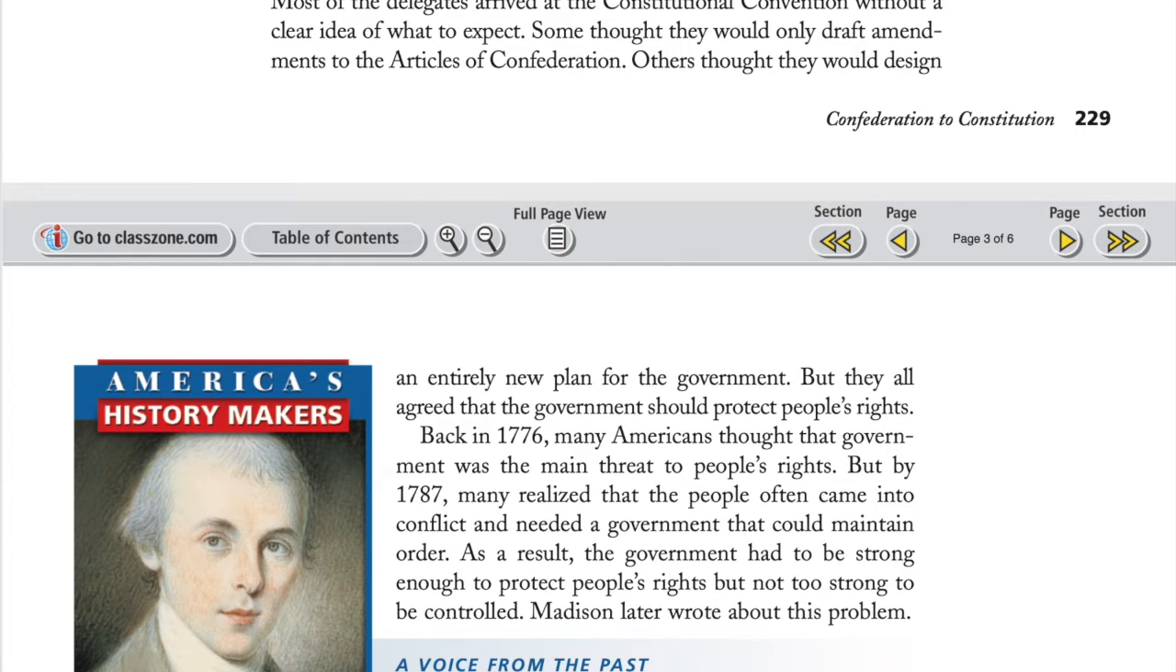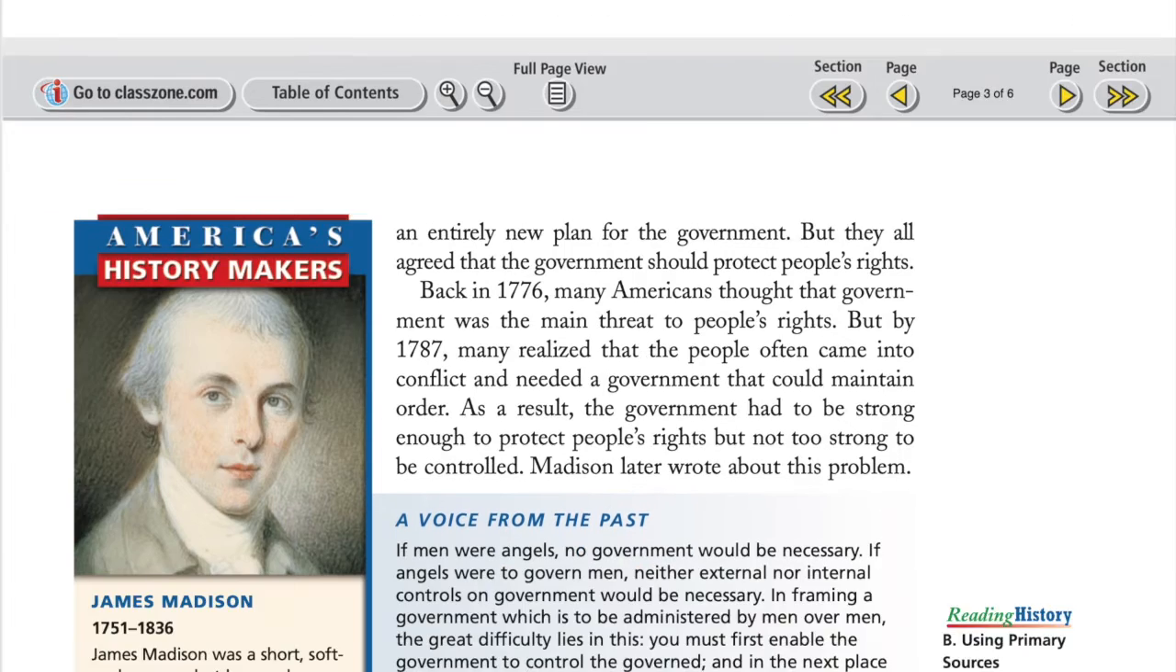Back in 1776, many Americans thought that the government was a main threat to people's rights. But by 1787, many realized that people often came into conflict and needed a government that could maintain order. As a result, the government had to be strong enough to protect people's rights, but not too strong to be controlled. Madison later wrote about this problem.